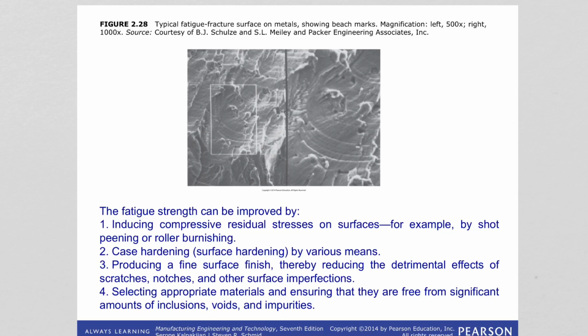Or producing a fine finish. This is because if we have imperfections, scratches, or notches on the surface, they have the effect of propagating and growing into a bigger crack. Therefore, we can have a very fine finish on the surface, and this will provide us better fatigue strength. Or we can select materials that don't have inclusions, voids or impurities that can act as places where the voids can form into cracks, and then cracks can propagate and the material can fail.